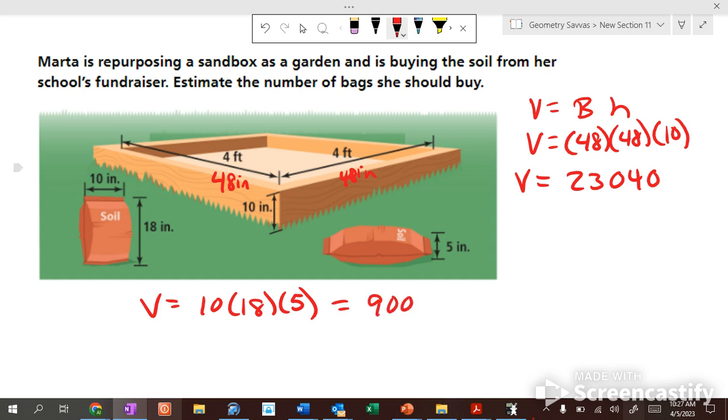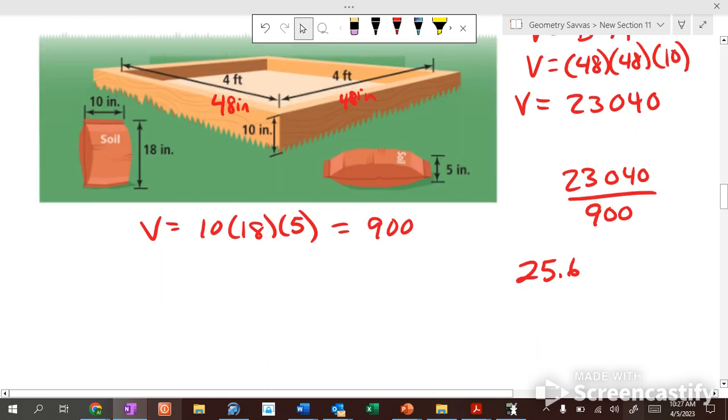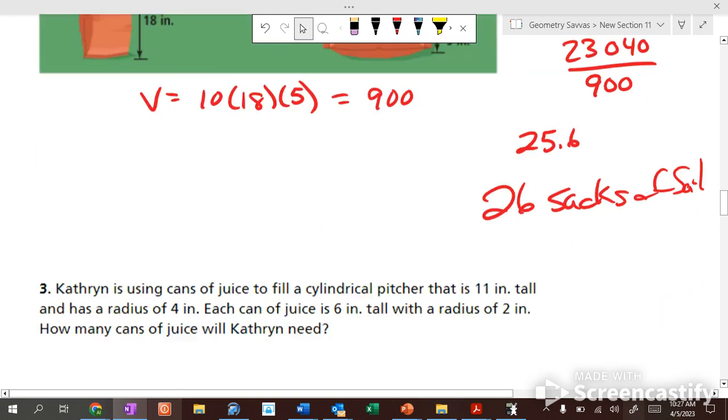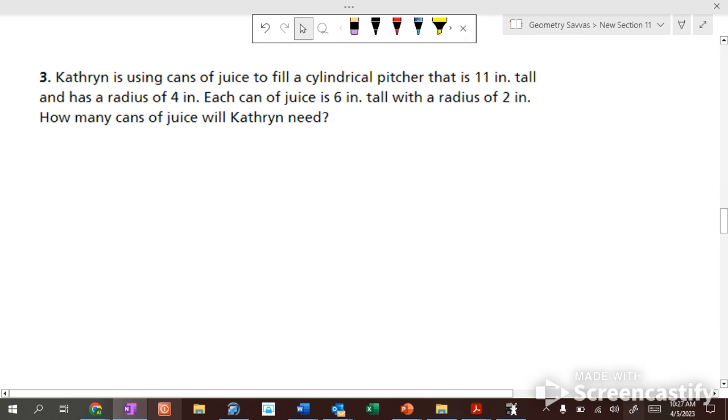Nine hundred. So if you take 23,040 divided by 900, how many sacks? 25.6. So she'll need to buy 26 sacks of soil. Okay, good job. Now, this is actually practical use of geometry. We finally got into a time where we can actually use this for real life.